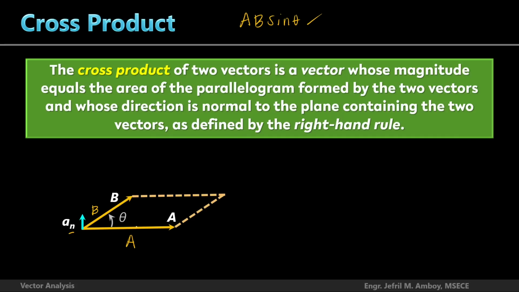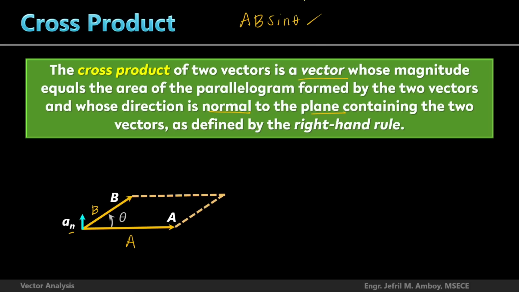So let us go back to our definition of the cross product. Remember that the cross product is a vector whose magnitude equals the area of the parallelogram. So now this is the area of the parallelogram. The only thing required is for us to indicate the direction of the cross product. Why? Because the cross product is a vector. It has to have a direction. And again, the direction of the cross product is indicated by a unit normal vector AN. And that unit normal vector is always normal to the plane containing the two vectors.